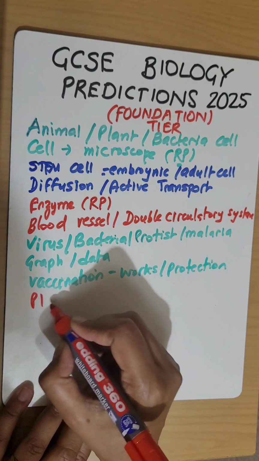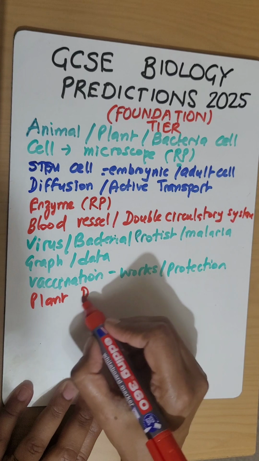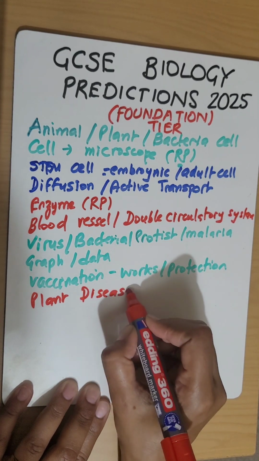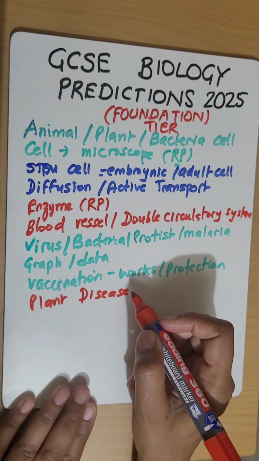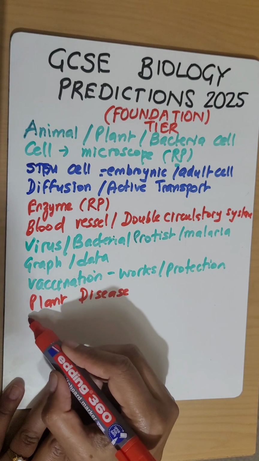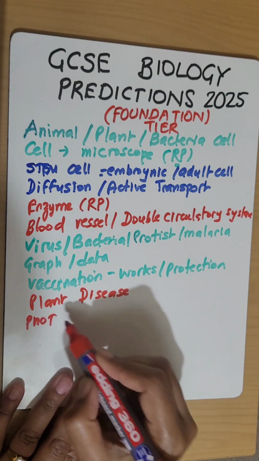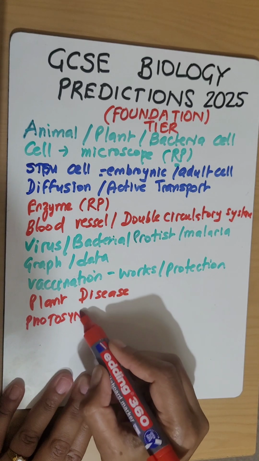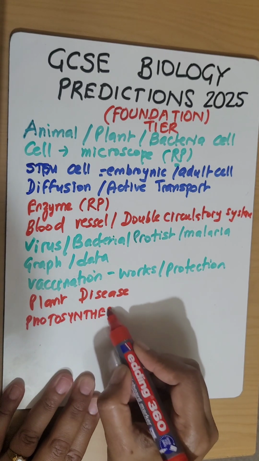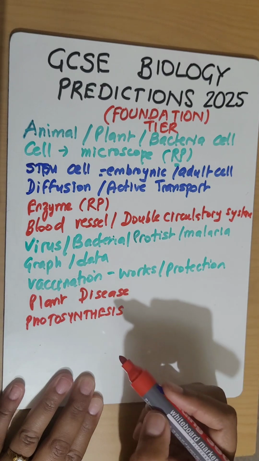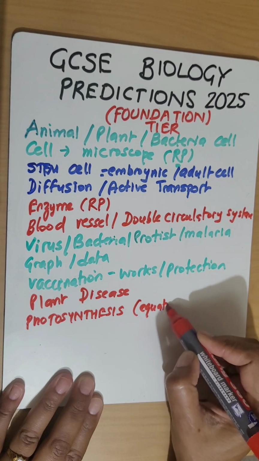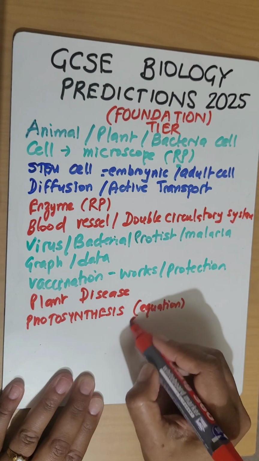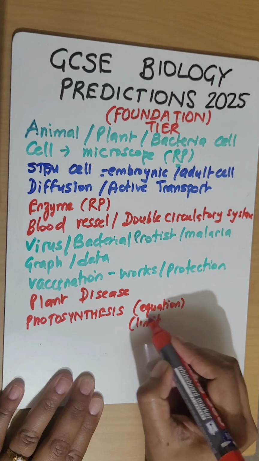Then you've got the plant diseases. So recognize the symptoms. If you're lacking any minerals, what color does it go? What happens to them? The big two, massive ones, really big one is photosynthesis. Photosynthesis comes up every single year in the exam, so definitely go and look at that. Look at the equation for photosynthesis. Look at the limiting factors.